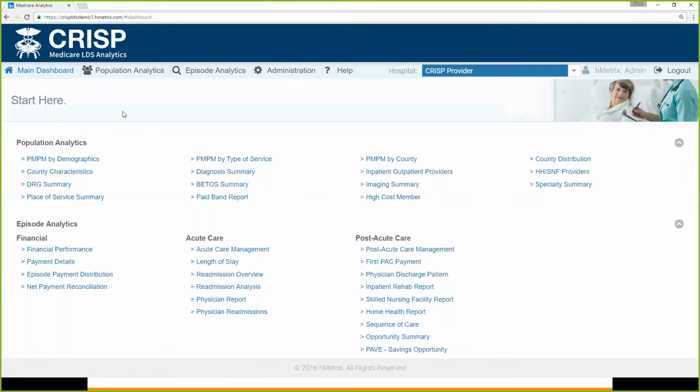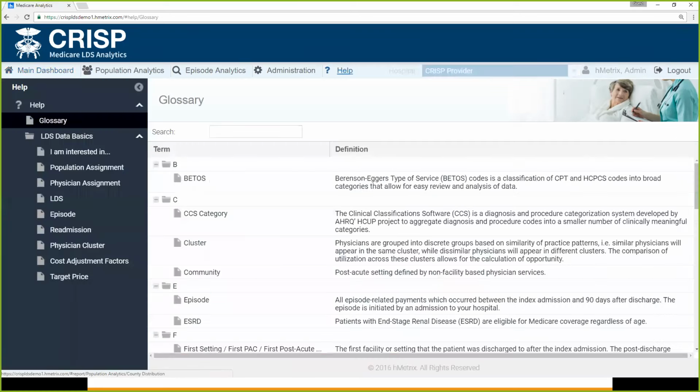The tool itself is split into two main sections: the population analytics, which is more similar to the ACO type reports, and the episode analytics, which is similar to the bundled payment type of reports. Those are the two main sections. As you can see, the reports are listed below, and there are quite a few. Given the time, we won't be able to go through all of them, but hopefully I will get through enough of them that you get a good idea of where you can find the information that you need. However, if you do get lost a little bit, we do have this help section.